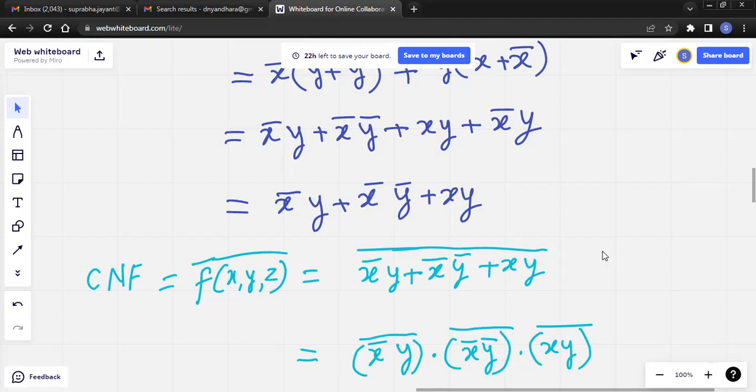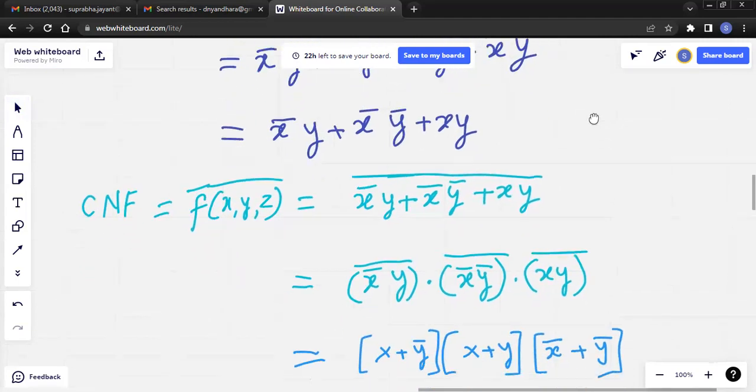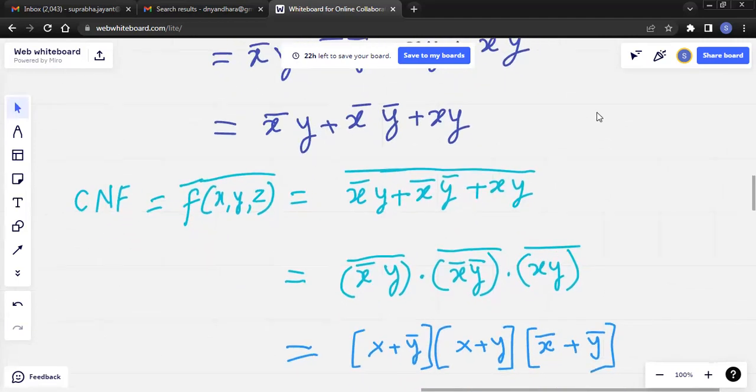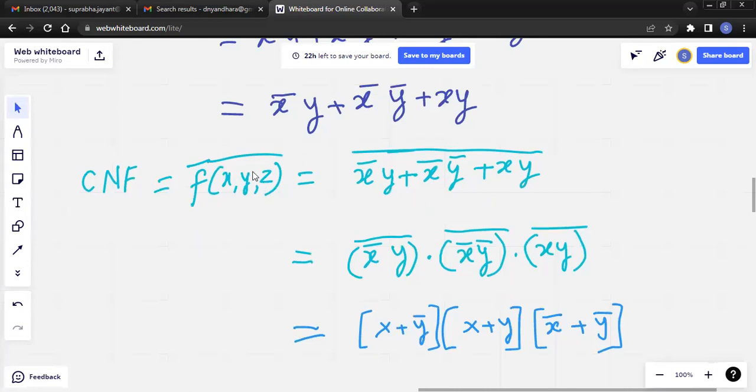Now let us go to the CNF if you want. This is just for practice. They have asked only DNF, so I have written DNF. But for your practice, I am giving here CNF. What is CNF? It is the complement of DNF. So f of x, y, z, its whole complement.